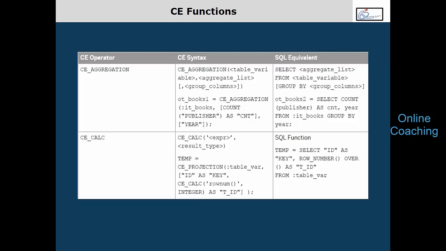Then we have another function called CE_CALC. Within the select statement you can perform some calculations, right? Let's say I have price and quantity as two columns and I would like to multiply both and get the result as amount. You would say select price, quantity, price into quantity as amount. When you want to implement those kind of simple calculations, I can use the function CE_CALC.